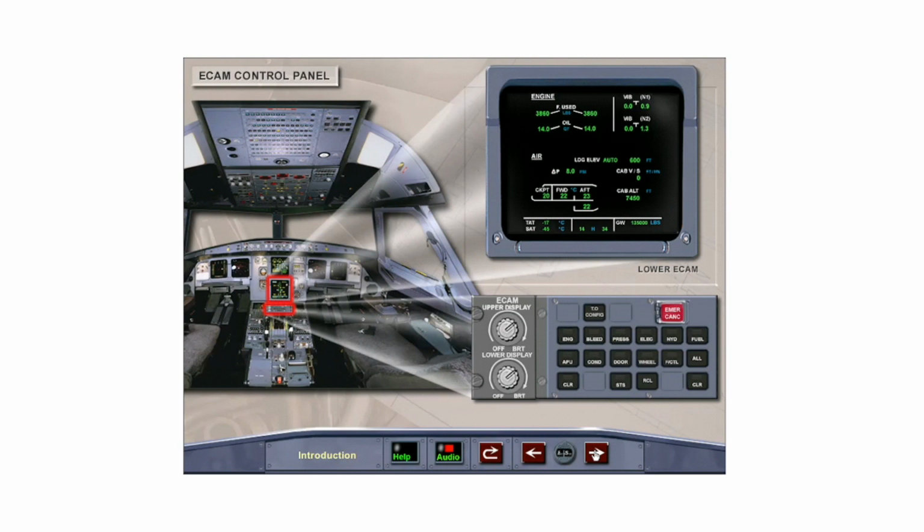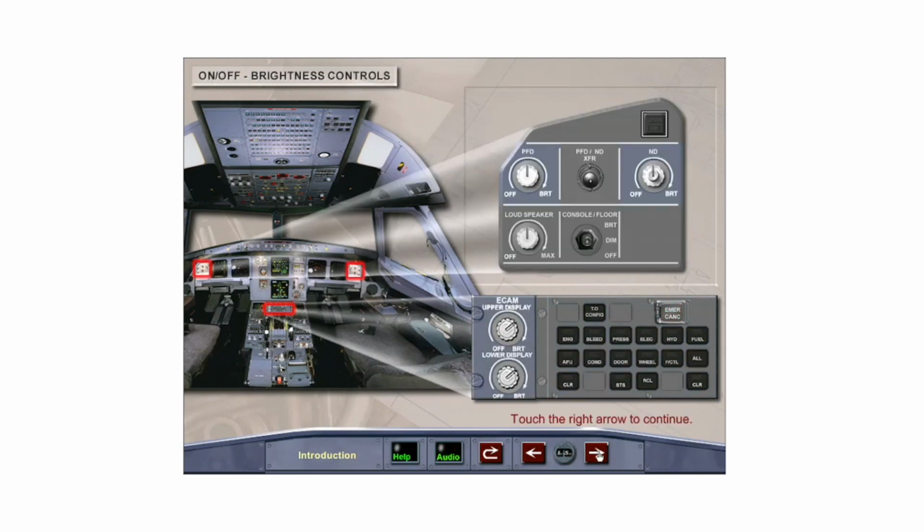Pressing and holding the All push button switch cycles through all of the Systems pages at 1-second intervals. Touch the All push button to cycle through the Systems pages, then the right arrow to continue. On-off and brightness controls for the upper and lower ECAMs are located on the ECAM control panel, and for the PFDs and nav displays on the outboard main instrument panel.